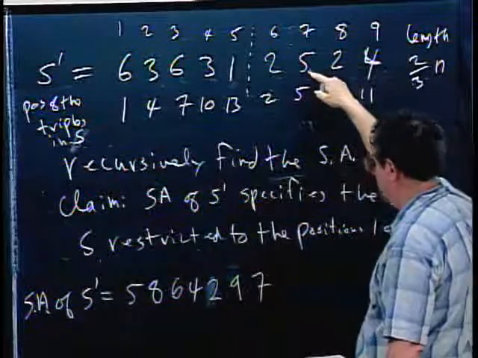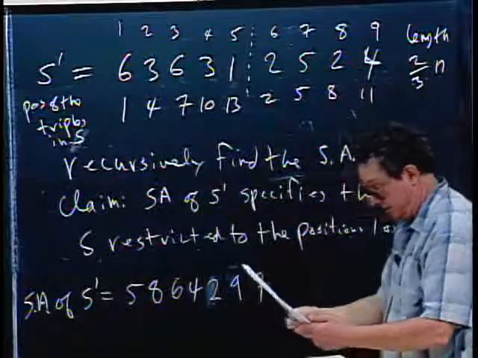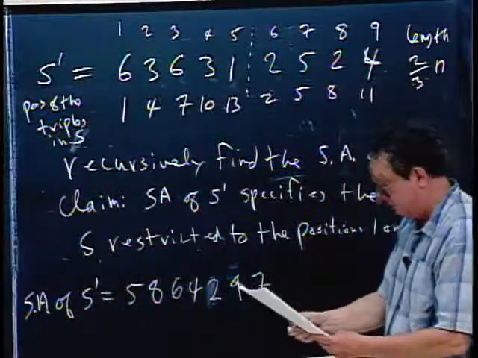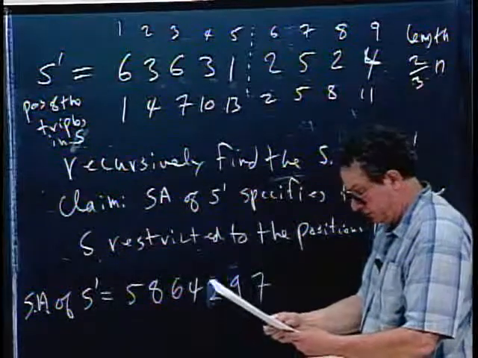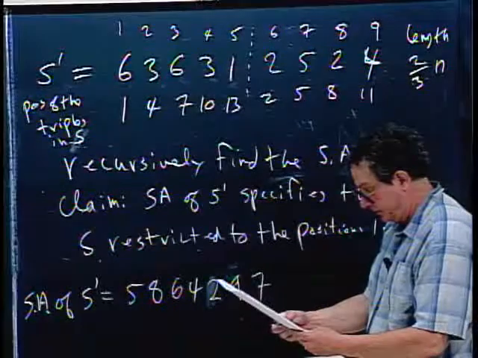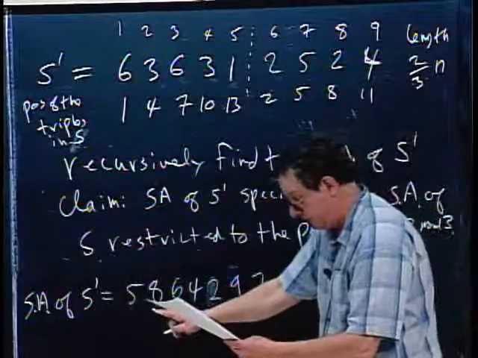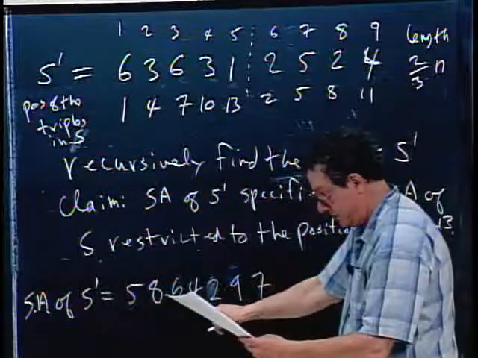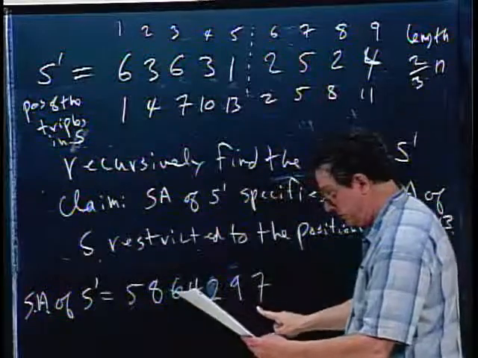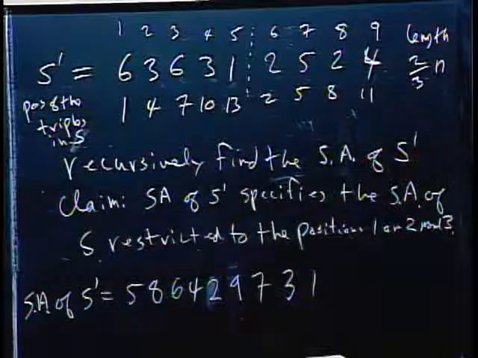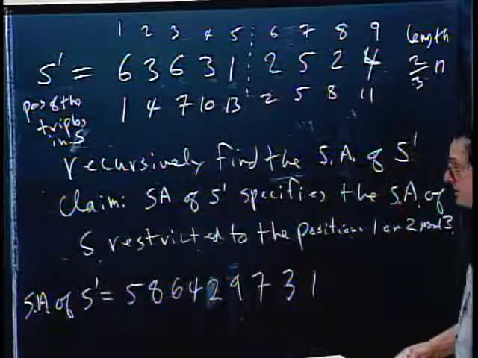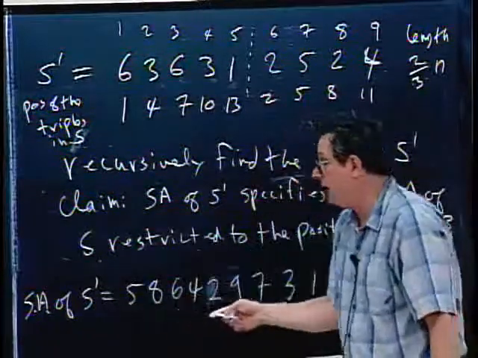Okay, I'm just going to cheat. I have a hard time doing examples in real time. The suffix array for S prime is 5, 8, 6, 4, 2, 9, 7, 3, 1. So that should be the suffix array for S prime. Okay, and how do we find it?